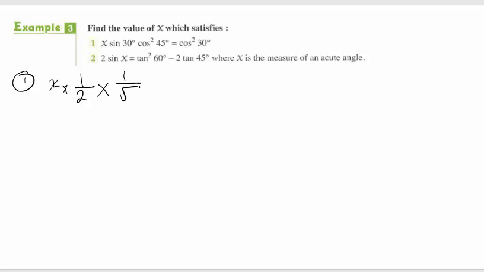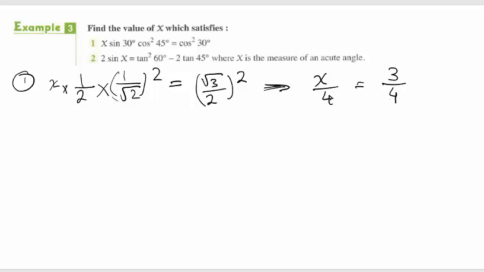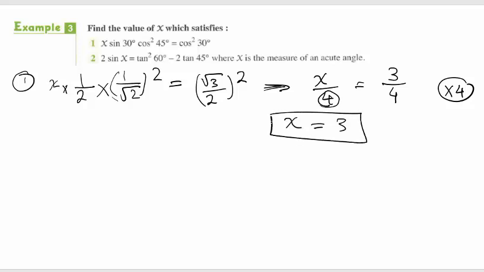power of 2, which is 1 over square root 2 raised to the power of 2, equals cosine squared 30. Cosine 30 equals root 3 over 2 and raised to the power of 2. Let's simplify for more simplifying. X multiplied half, it will be x over 4 equals 3 over 4. These 4, to cancel it, I should multiply all my question or all my problem by 4. So x will be equals 3 over 4 multiplied by 4, which is equals to 3.